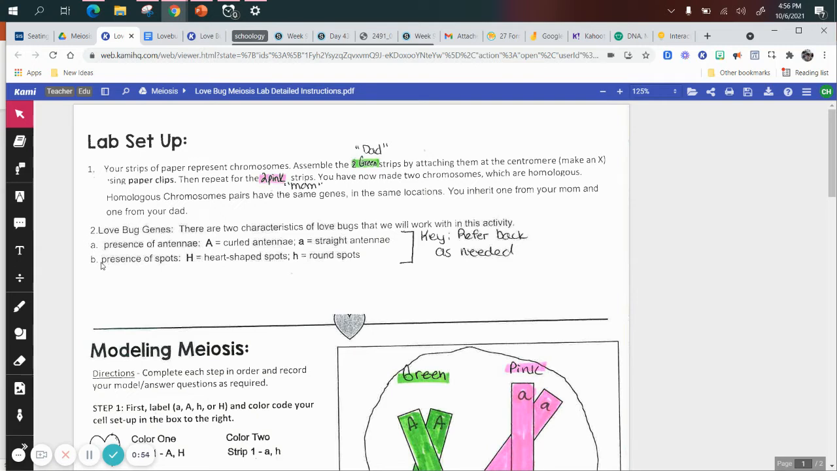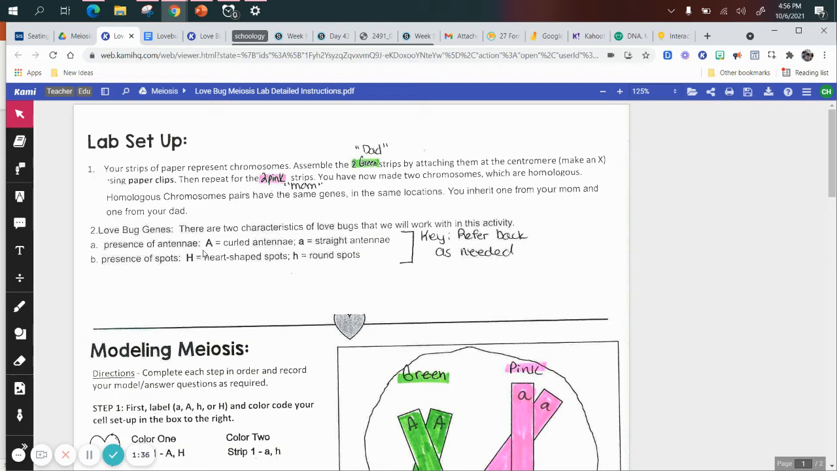So I'm looking here at number 2. This is a key that we will use quite often in genetics. And what a key gives you, it gives you the traits. In this case, we're looking at the antenna and the spots of a love bug. It gives you the alleles for a trait. Alleles are the 2 alternate versions of a trait. So for the antenna, there are curled or straight antennae. For the spots, heart-shaped or round. No spots, sorry. Got carried away with antennae.